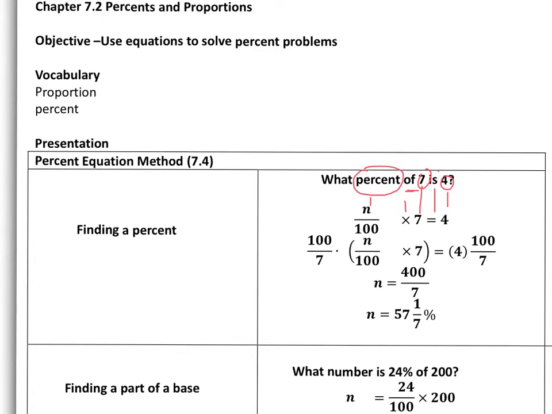And then to solve for n, we can multiply by the reciprocal of 7 over 100, which is 100 over 7, to both sides of the equation. And then we can cancel the 100 as well as the 7. And the n variable is isolated. And on the right-hand side of the equation, we get 400 over 7. And then we can rewrite that as n equals 57 and 1 over 7%. Do not forget to write the percent sign, because that was what we were solving for in the beginning.